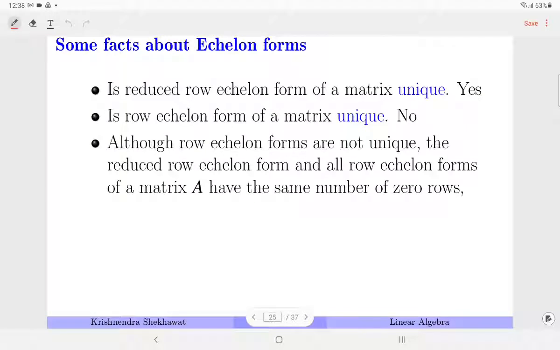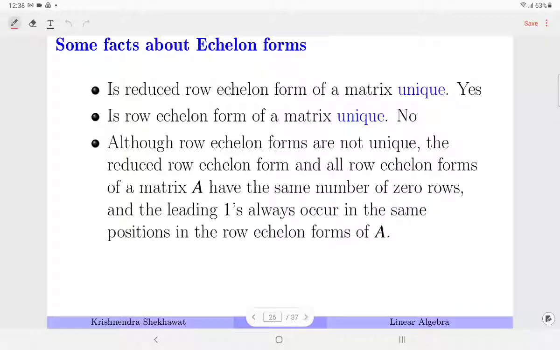But an interesting remark is that all row echelon forms, REFs, of a matrix A have the same number of zero rows, and this implies that they also have the same number of non-zero rows, and the leading ones occur in the same positions in all REFs.